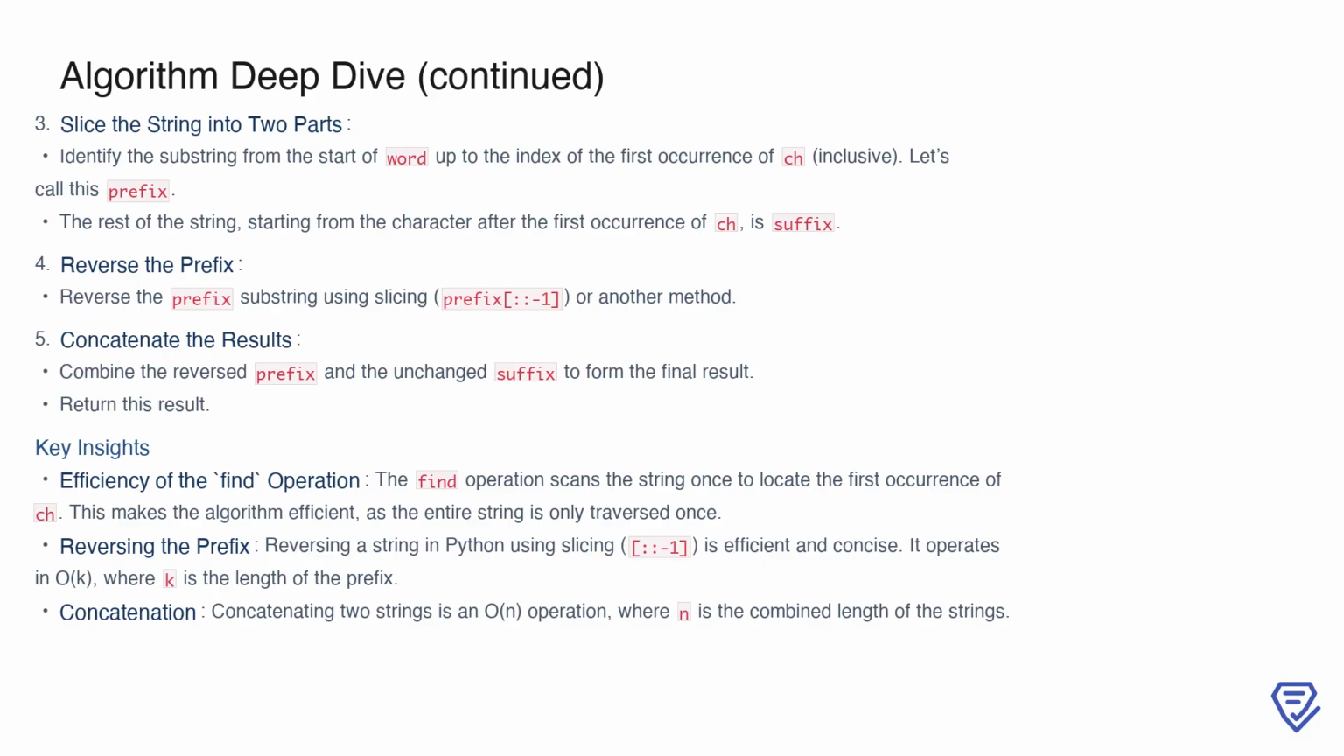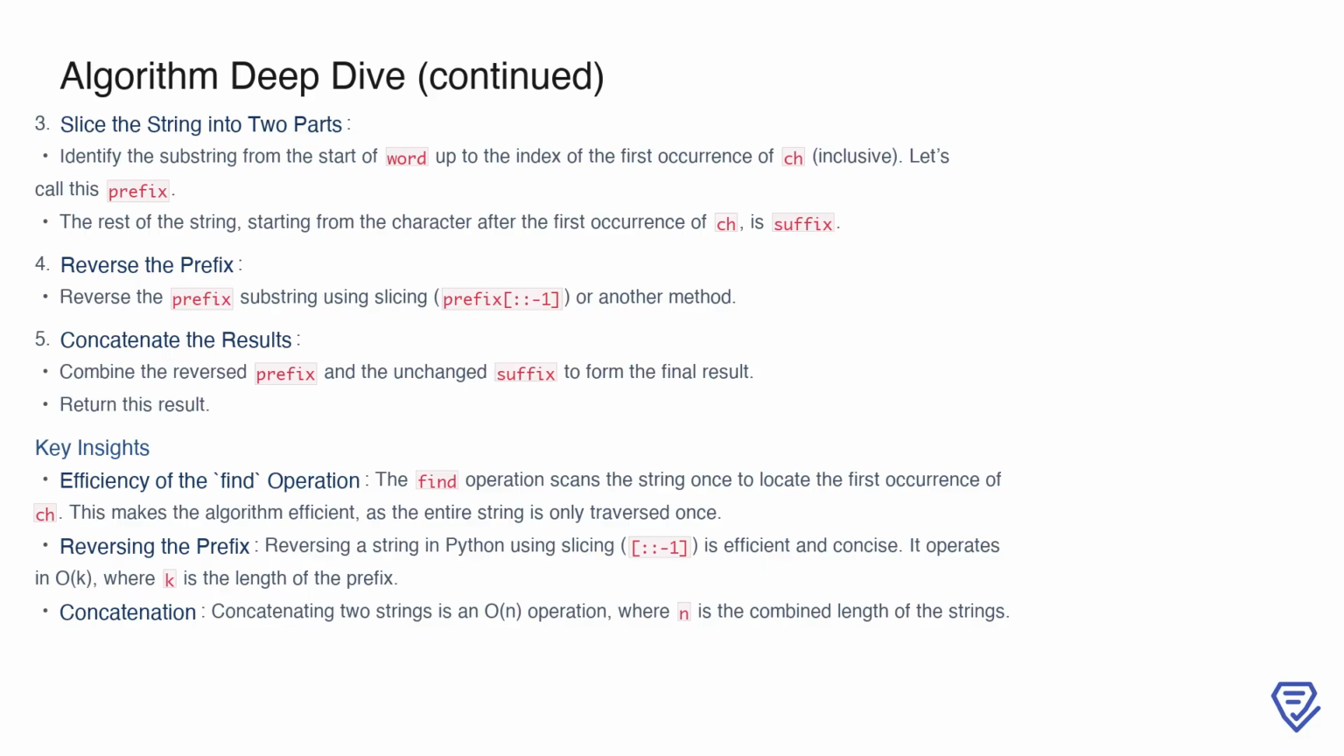After determining the position of the character, we divide the string into two parts. The first part, called the prefix, includes the substring from the start of the string up to and including the character we found. The second part, the suffix, is everything that comes after this prefix. Once we've identified these parts, the next step is to reverse the prefix. In Python, this can be done efficiently using slicing with the ::-1 syntax. Finally, we combine the reversed prefix with the unchanged suffix to form the resulting string, which we then return.